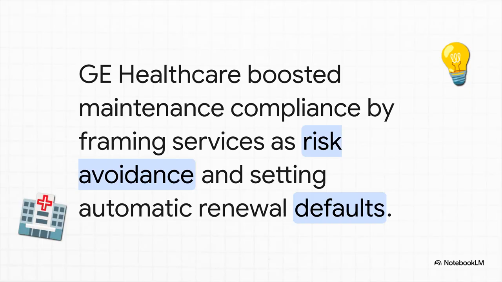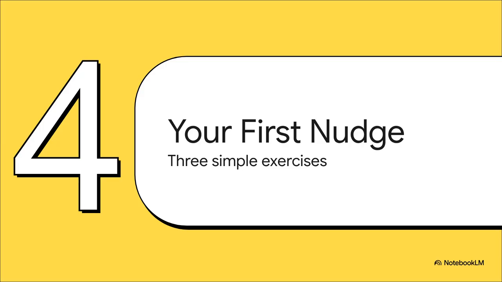This isn't just theory either. The big players are doing this right now. GE Healthcare is a perfect case study. They successfully increased compliance with their maintenance programs by combining two of our levers. They framed the services as a way to avoid risk, and they set up automatic renewal as the default option. Simple, but so effective.